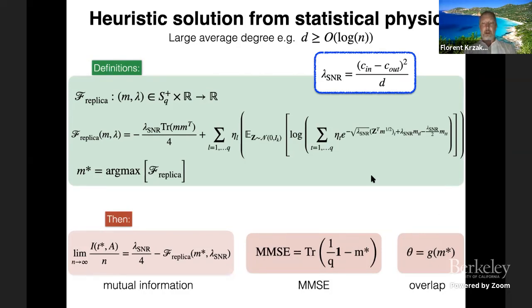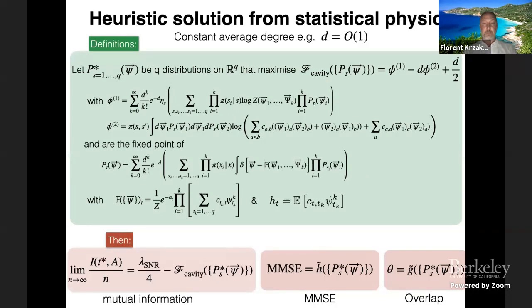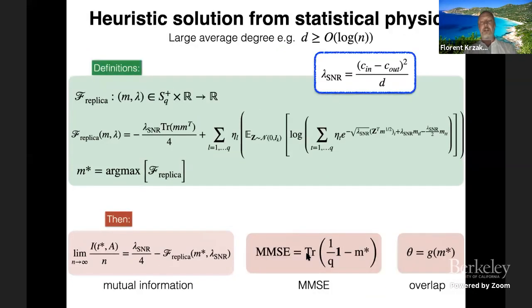But the mean square error is given by the trace, or 1 over q minus m star. And the best overlap is also given by a function which is slightly complicated, so I didn't write it. But it's, again, a function of m star. Good. And what about the case where the average degree is not large?